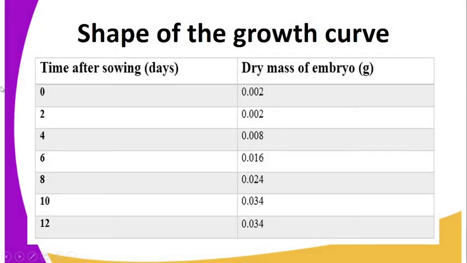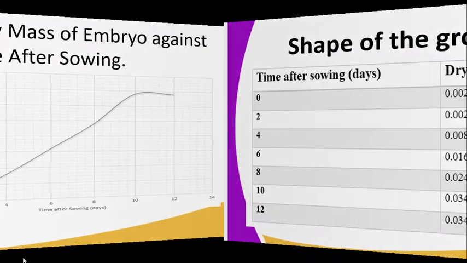For example, we have time after sowing. You've just sown some seeds and we look at the dry mass of the embryo. So 0 days after sowing, the dry mass is 2. 2 days after sowing, the dry mass is still 2. 4 days after sowing, the dry mass is 8. And 6 days after sowing, the dry mass increases further. So the dry mass increases with the increase in days. Are we together? Can you see that? The dry mass of the cells increases with the increase in the number of days.